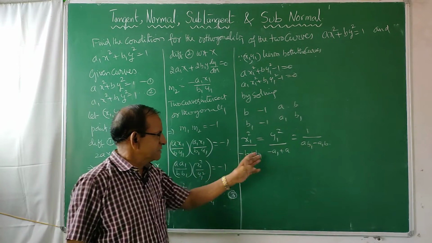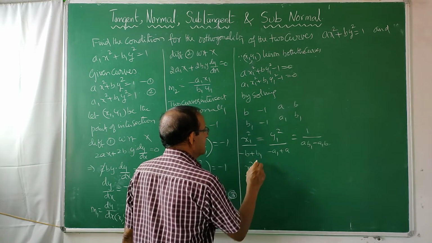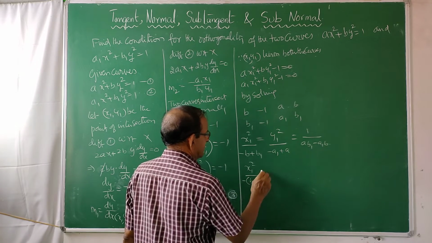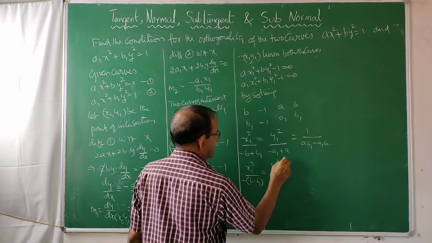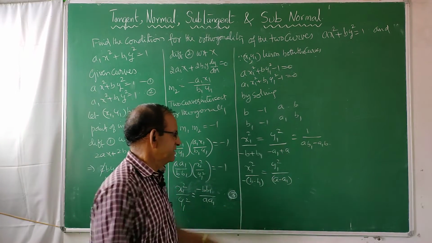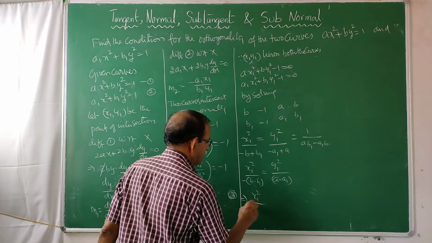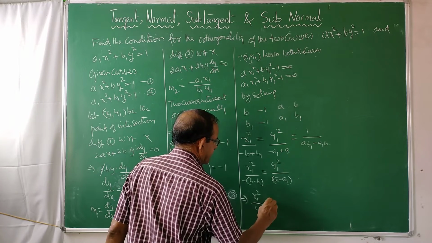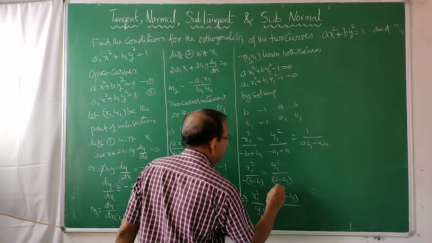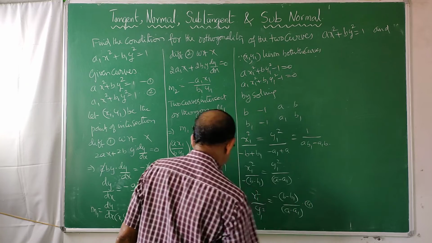Now you take first is equal to second, all the three are equal. x1 square by minus of b minus b1, I will write it like this, is equal to y1 square by a minus a1. You interchange these two, x1 square by y1 square is equal to, this goes to the numerator, minus of b minus b1 by a minus a1. You can take this as fourth result.